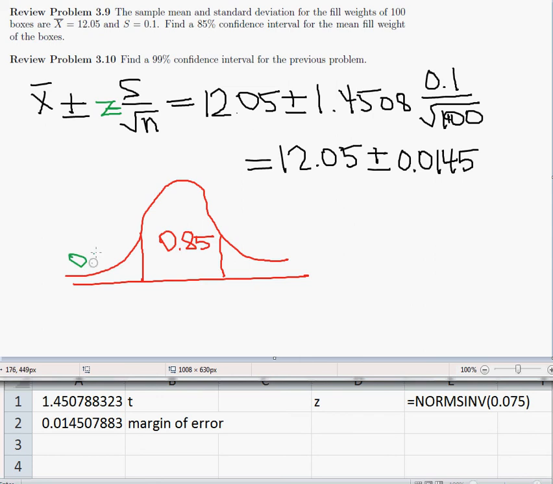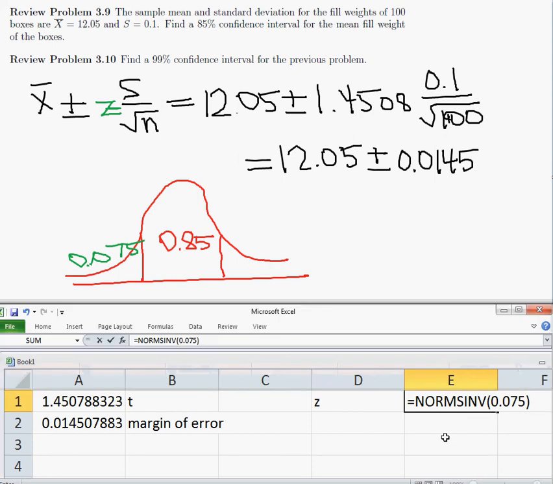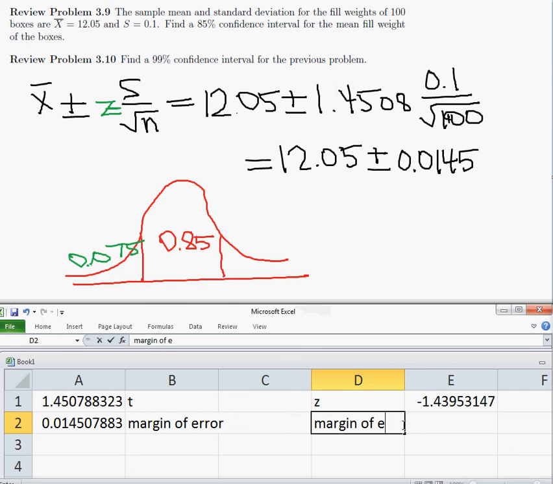Now that's the number I would need, because if 85% of the area lies in the middle, that means that 7.5% lies in the left tail, and also 7.5% would lie in the right tail. And so the z value that I would get would be very close to that, 1.44 instead of 1.45. And so the margin of error that I would get using this number would be equal to, minus that value times 0.1 divided by the square root of 100.